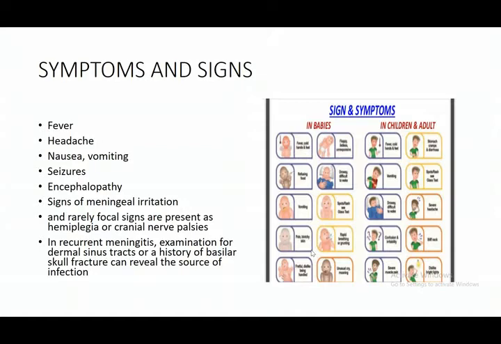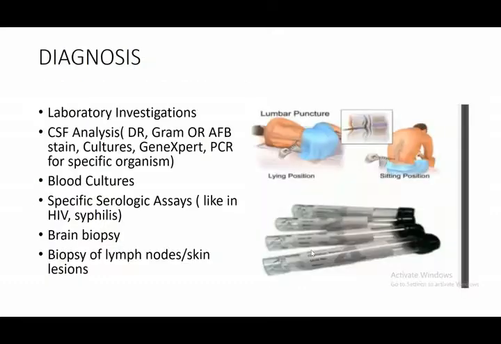Common symptoms and signs associated with chronic CNS infection include fever, headache, nausea, vomiting, seizures, encephalopathy, and signs of meningeal irritation. Focal signs may sometimes be found, for example, focal weakness of a limb or cranial nerve palsies, especially third nerve and seventh nerve palsies. They can be found with chronic CNS infection involving meningitis. In recurrent meningitis, examination for dermal sinus tracts or a history of basilar skull fracture can reveal the source of infection.